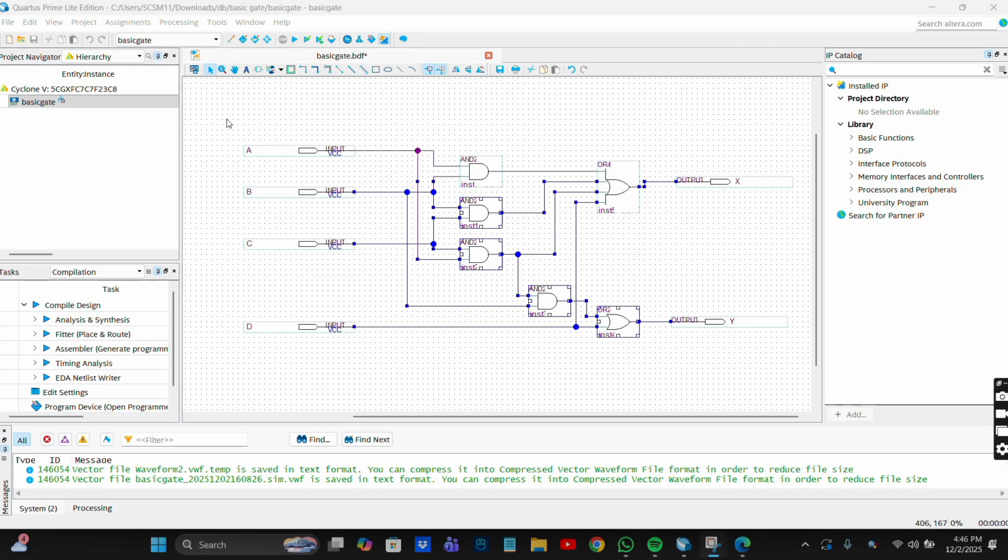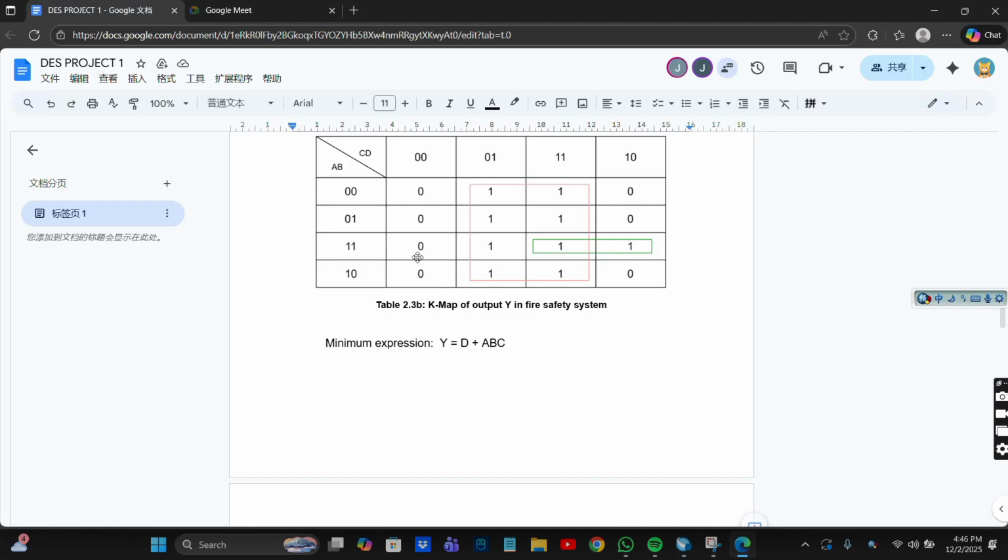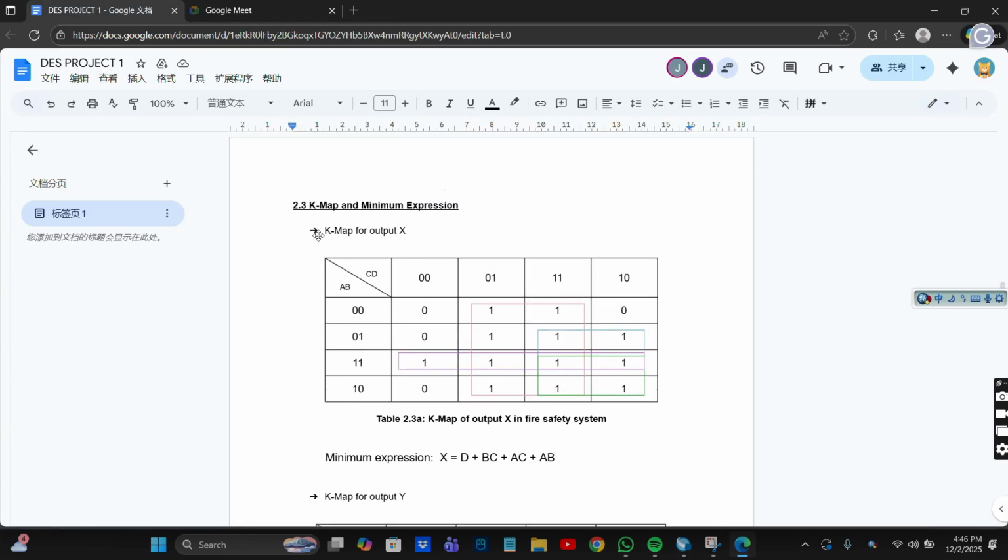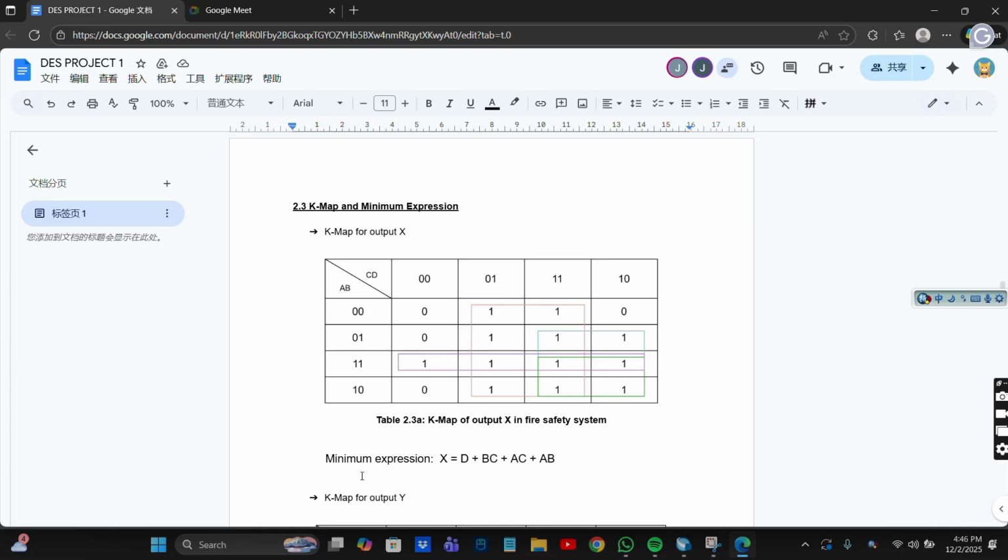So now here is the basic gate implementation. We have the four inputs A, B, C, and D, and we get the outputs S and Y. To get the output S, we can see from the K-map the minimum expression of S equals D plus BC plus AC plus AB.